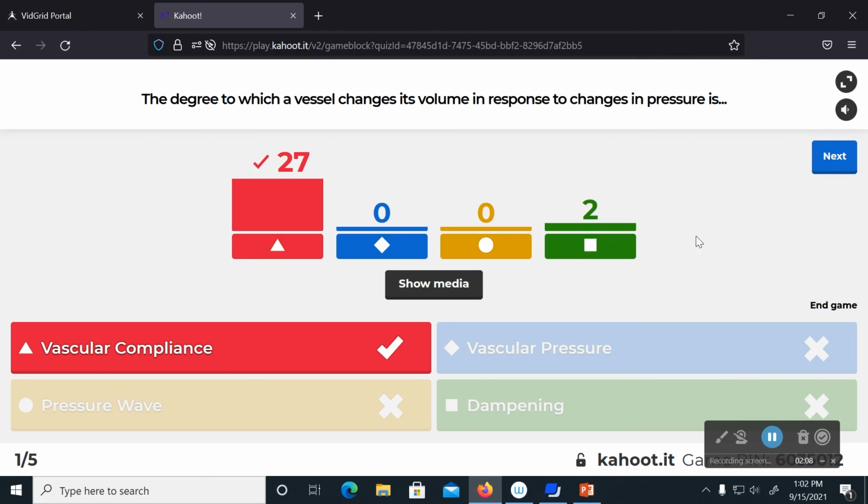So, yeah, change in volume related to change in pressure is compliance.